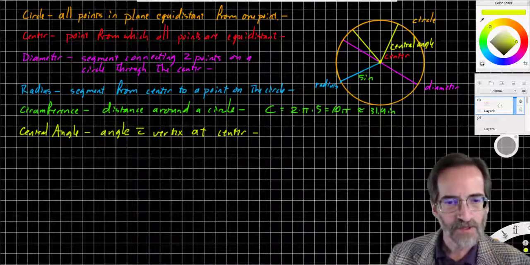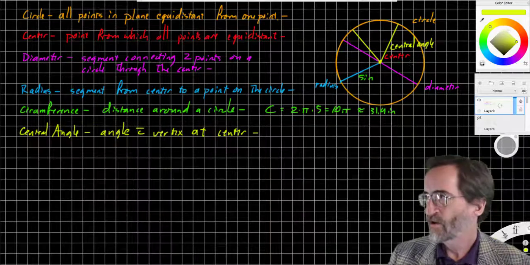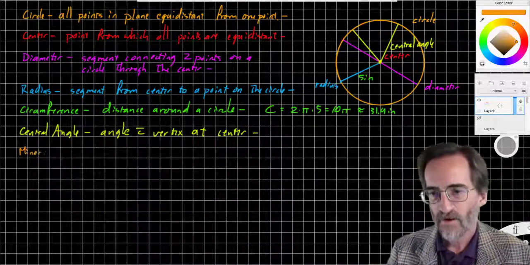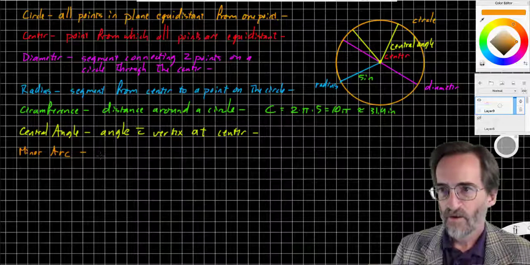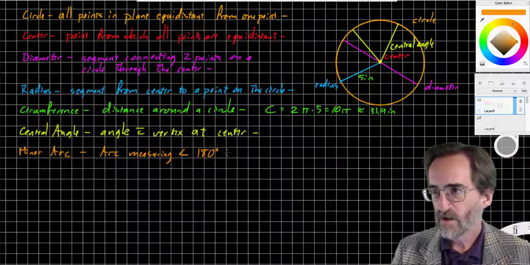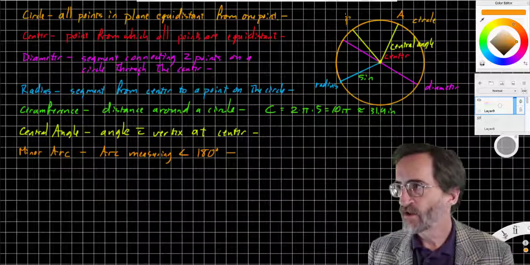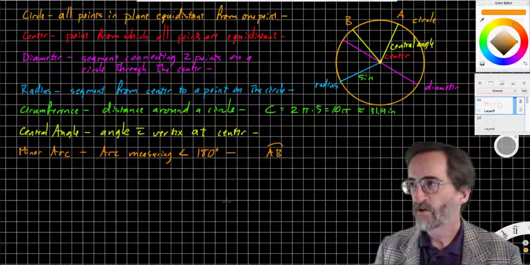Now let's do minor arc and major arc. A minor arc is an arc measuring less than 180 degrees. Okay, if I label these A and B, then arc AB is a minor arc.